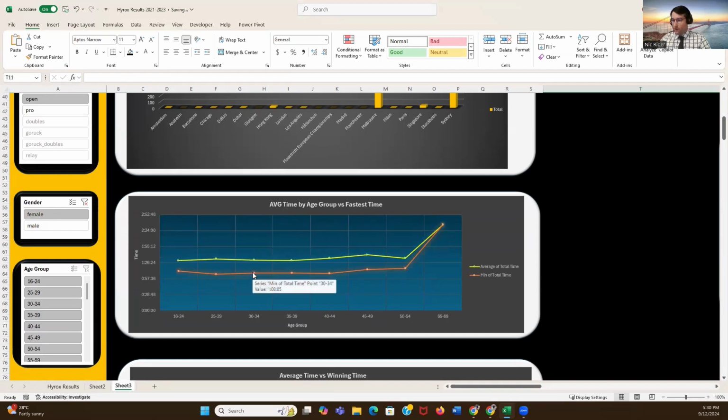Okay. So we can see, if you're 16 to 24 and you want to compete in Hyrox, based on the data of everyone who has competed from Australia in the 2021 to 2023 years, across those seasons we can see that an hour and 11 was the fastest time in open, and an hour 30 was the average time for the females.